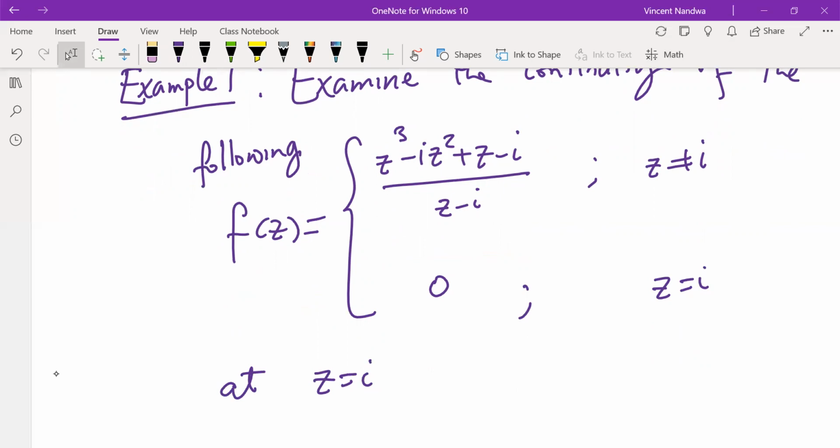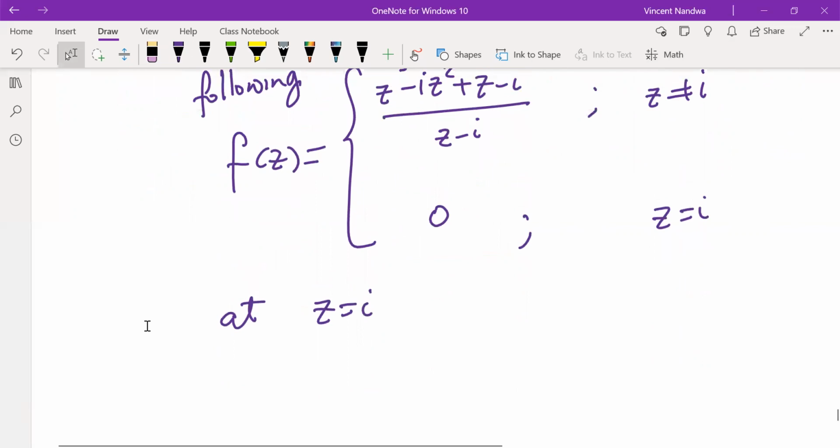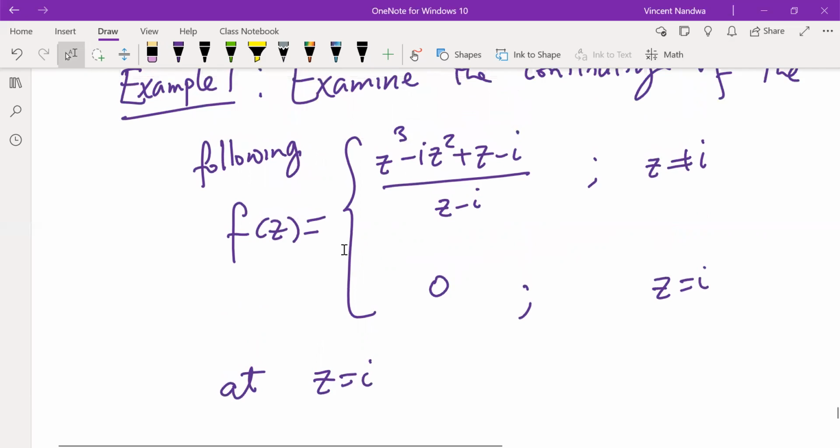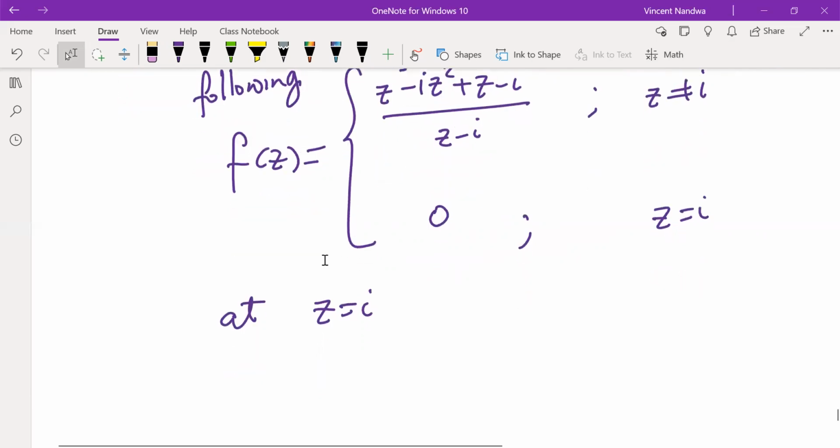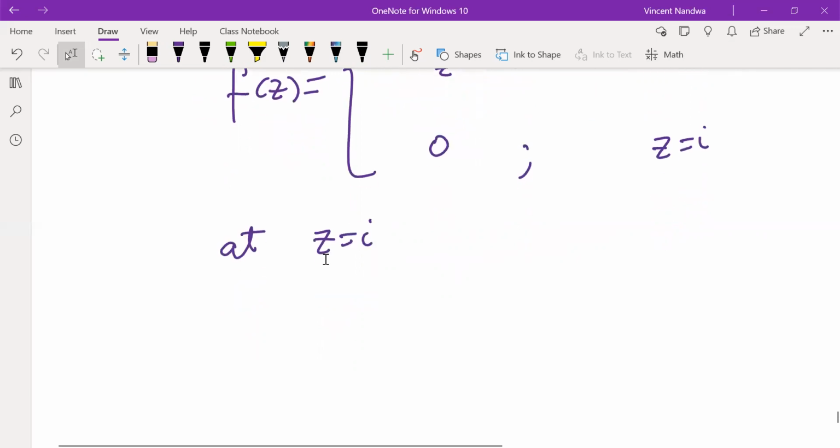So there are three things to consider. The first one is to see whether the value is defined at z equals i. Number two, determine the limit of the function as z approaches i. And then three, test whether the limit as z approaches i is equal to f at i. If that is the case, then we say that f of z with this definition is continuous at z equals i.